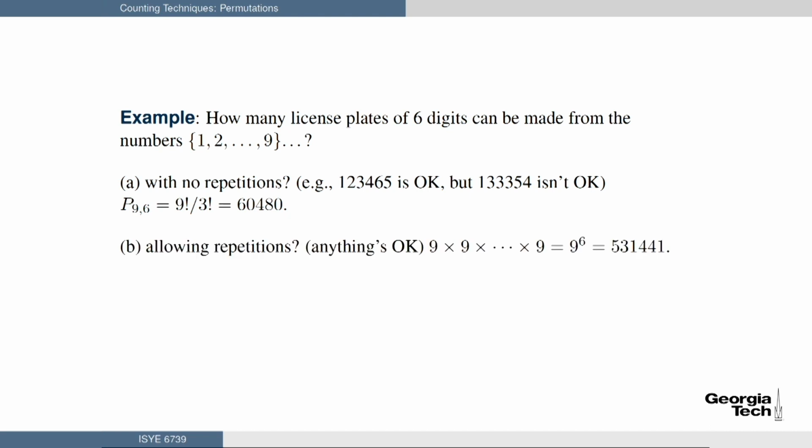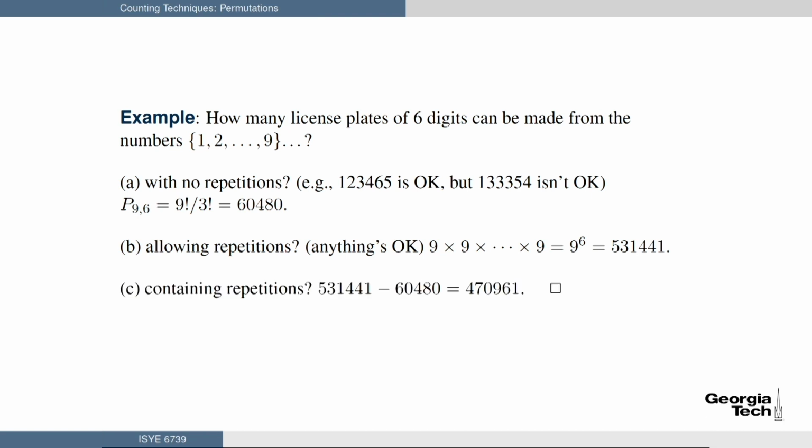Now, what if I allow repetitions so that anything's okay? Well, that just means I've got 9 numbers to choose from for the first digit, times 9 numbers to choose from for the second, times ... and that turns out to be 9 to the 6th power equals 531,000 plus some change.